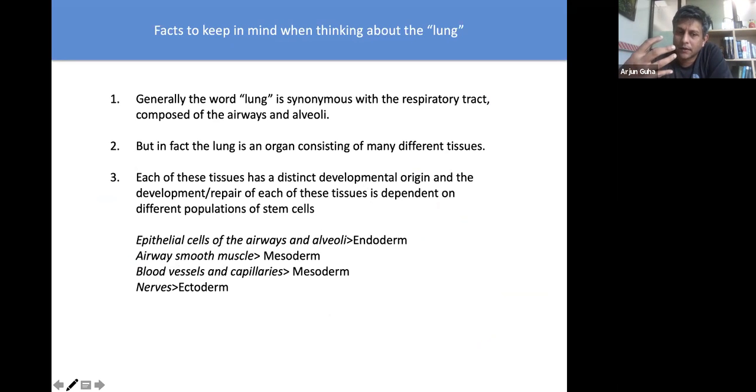And of course, the lung contains neurons. Again, these are neural crest derived, or they contain axons that innervate them from the central nervous system. And all of these neurons are, of course, ectodermally derived. So the lung is an organ consisting of many different tissues. Each of these tissues has a different developmental origin, and the development and repair of these tissues is dependent on different populations of stem cells.